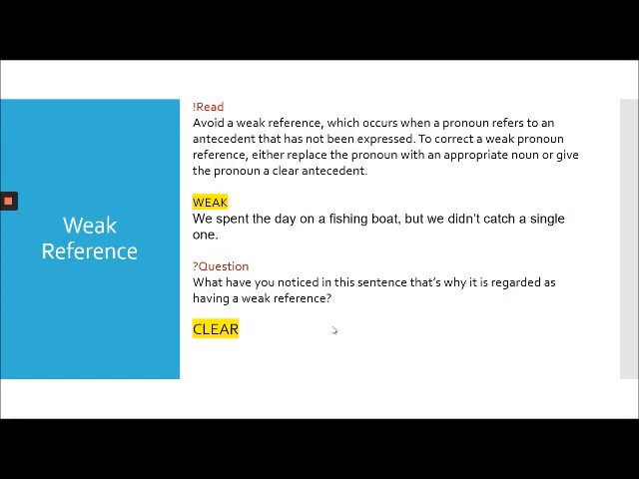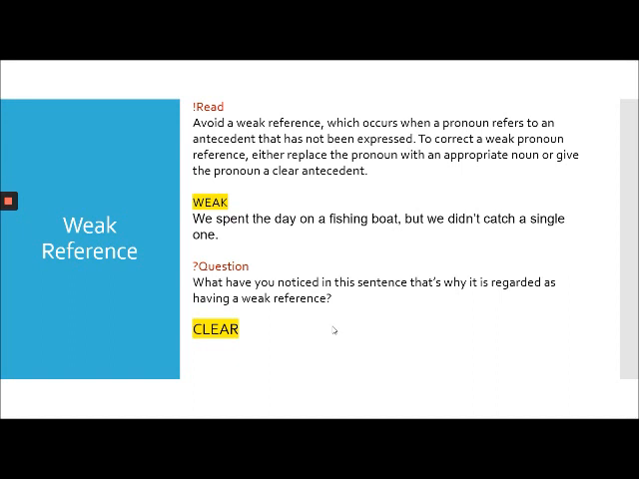Now, let us discuss weak reference. Let's read. Avoid a weak reference, which occurs when a pronoun refers to an antecedent that has not been expressed. To correct a weak pronoun reference, either replace the pronoun with an appropriate noun or give the pronoun a clear antecedent.